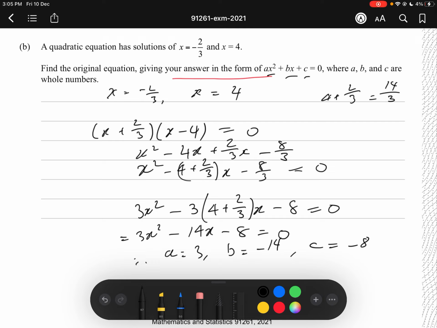And this should be a merit level question. You could get an achieved if you do not write it in whole numbers. If you just give a equals 1 and b equals 14 over 3 and c equals negative 8 over 3, then you might only get an achieved. So you need whole numbers to get the full mark, since the question specifies that we need whole numbers for a, b, and c.